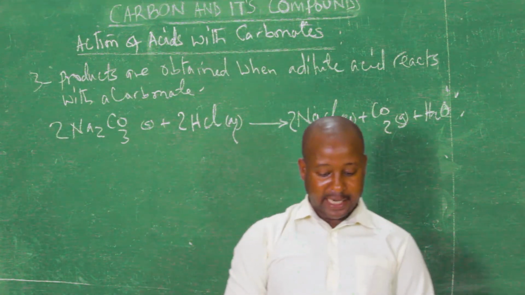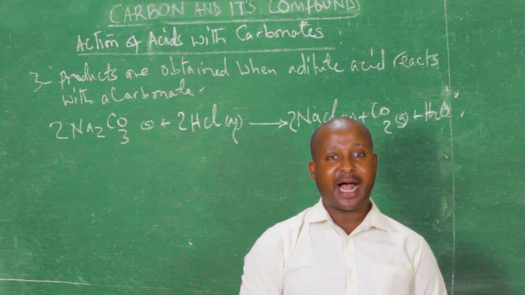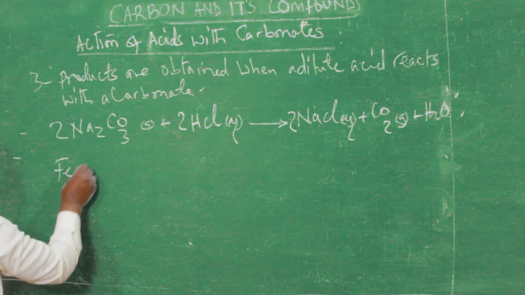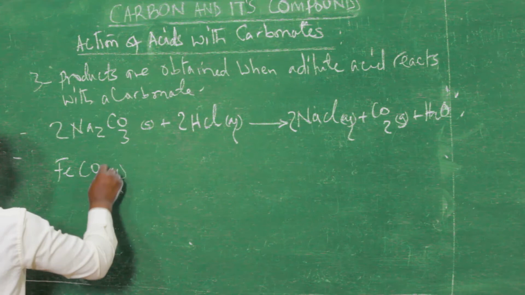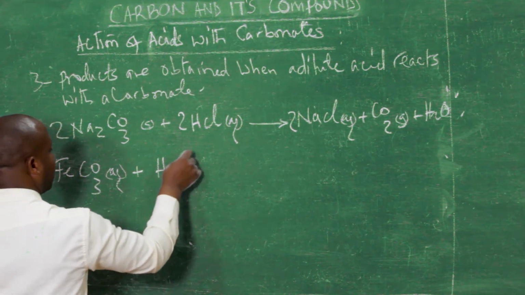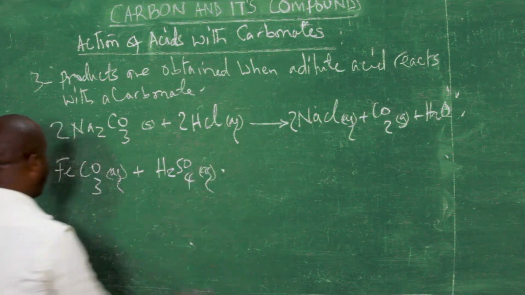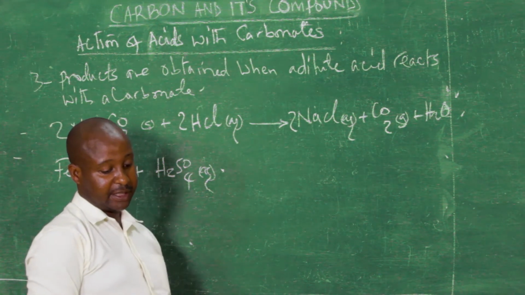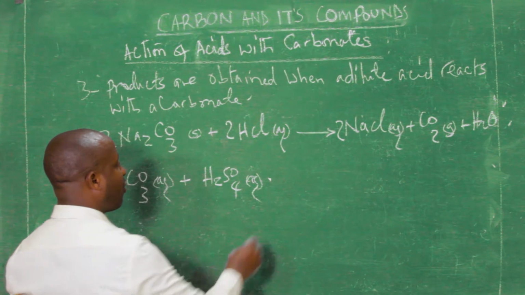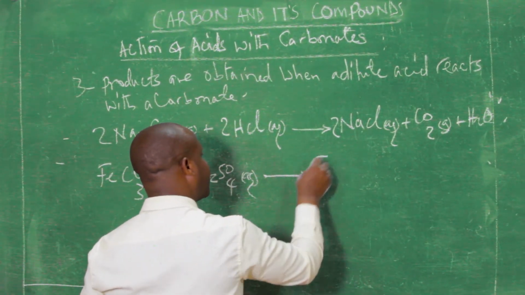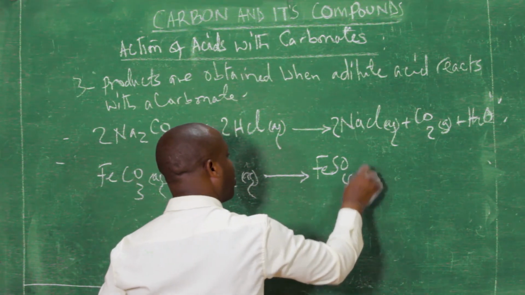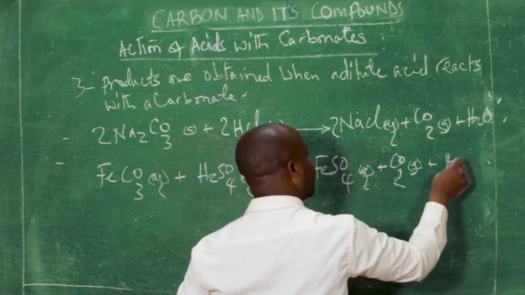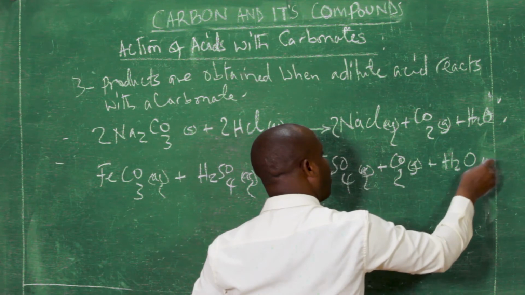How about when iron carbonate reacts with dilute sulfuric acid? 1 mole of iron carbonate, when reacted with dilute sulfuric acid, we shall get 1 mole of iron 3-sulfate, plus 1 mole of carbon dioxide, and plus 1 mole of water in liquid state.